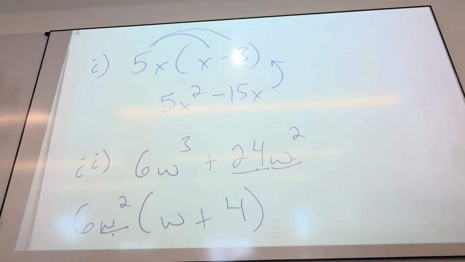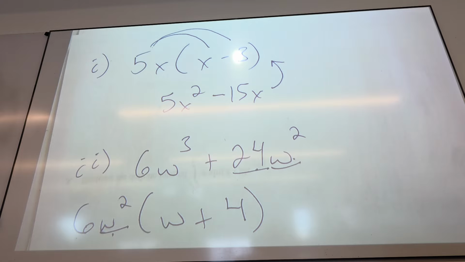Do you guys see what I mean by undistribution? You're just thinking backwards. What must have been out front and what must have been inside, so that if I did multiply this. So when I distribute, I multiply. When I take something out, when I factor something out, I divide it.